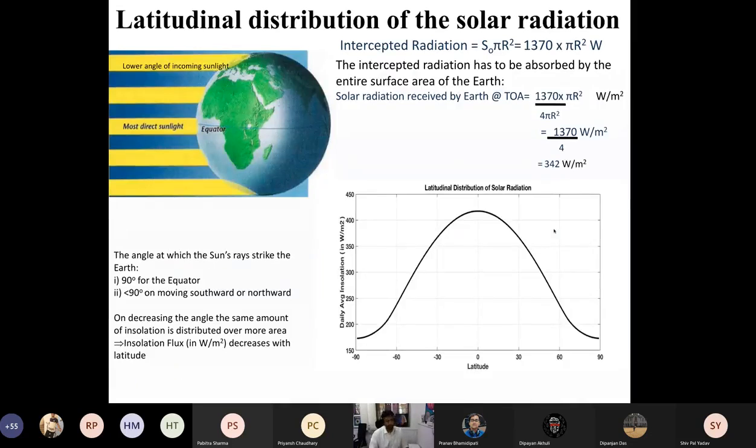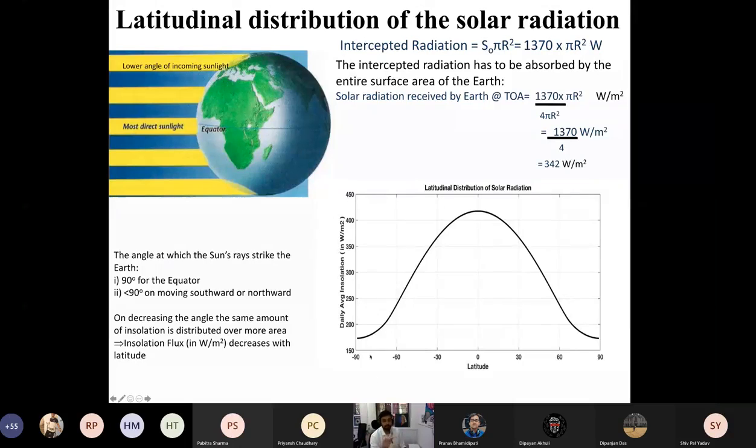How do we get to that? It's quite simple. We have done it in high school classes. Around the equator, we have perpendicular radiation; at higher latitudes, the radiation is at a much lower angle. And it's the same amount of energy distributed over a small surface area versus distributed over a large surface area. Okay. So if we look at it mathematically, the intercepted radiation is solar constant times pi r square, which is 1370 times pi r square watts, okay, which is around 342 watts per meter square.